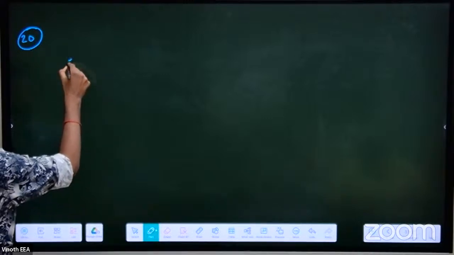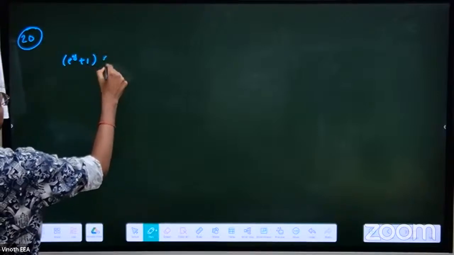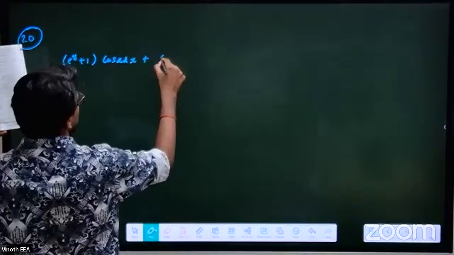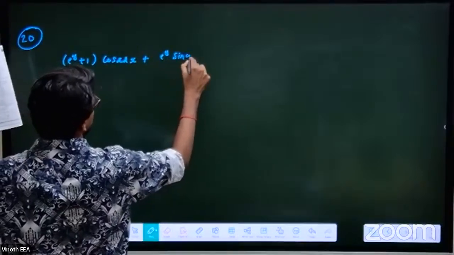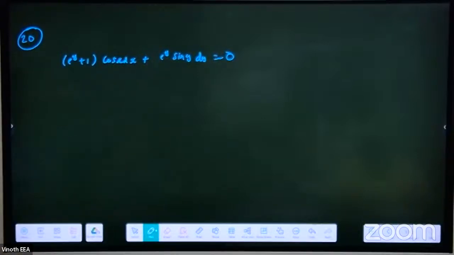Question 20. Solve the differential equation (e^y + 1) cos x dx = e^y sin x dy. This is straightforward. Check whether it is exact or not.